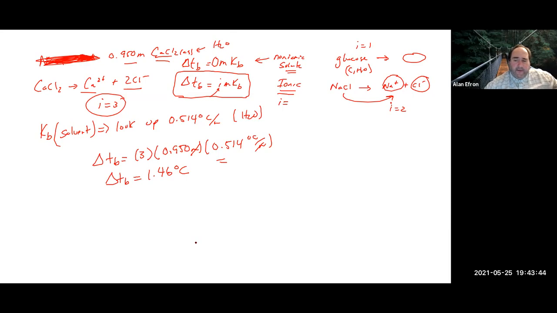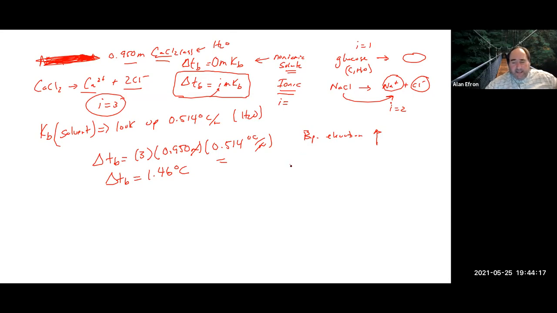Now, the important part, and what sometimes people mess up on as well, is that they get that number and they think that that is actually the boiling point temperature. And it's not, it's actually the change in boiling point temperature. Because it's boiling point elevation, which means the boiling point of the solution that has that stuff dissolved in it will be larger than the boiling point of just the water or the solvent by itself.